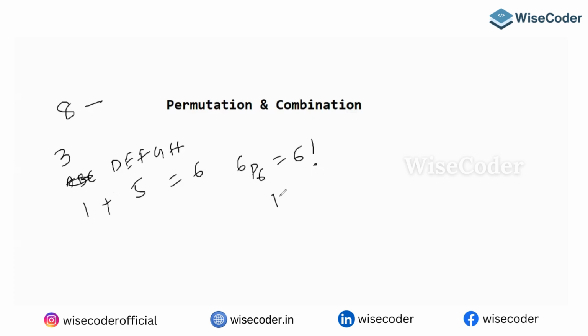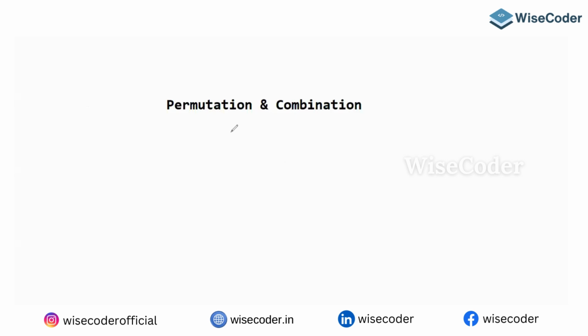What is 6 factorial? 1 into 2 into 3 into 4 into 5 into 6. So 6 factorial means 120 into 6, which is 720. Then 720 into a further 3 factorial, so into 6. This is how you are going to get your answers.